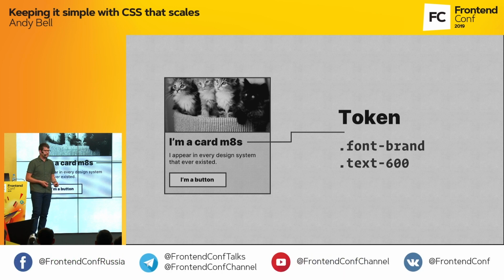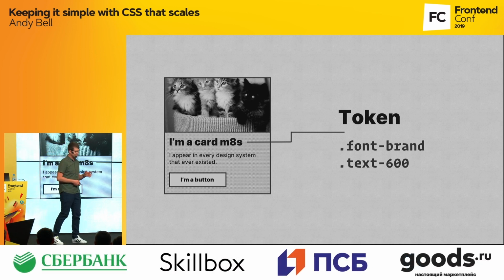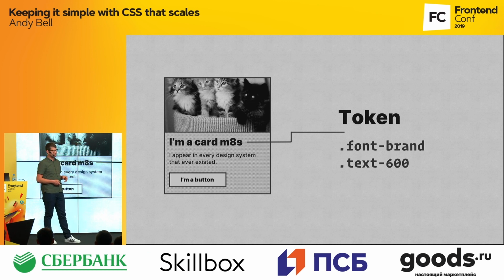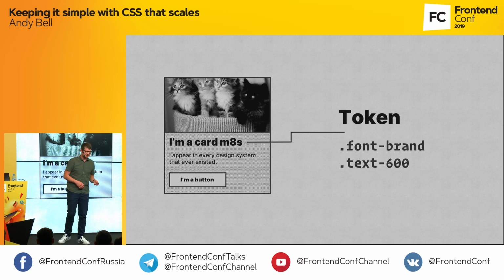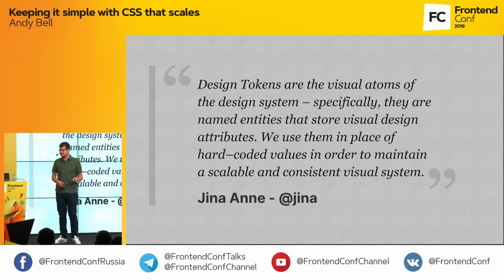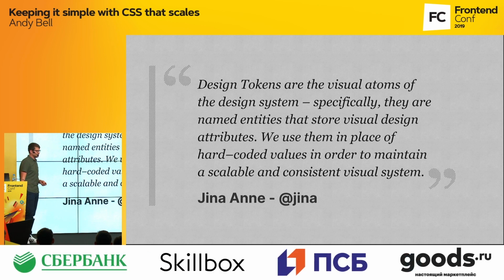And then finally, we move on to tokens. Tokens are actually utility classes, but they're usually generated from a design token in a design system. So here I'm applying the brand font, and then I'm saying it's got a text 600. With brand font, there'll be a design token decision that says the main font is this. And then the text 600 is a reference to a sizing scale. But first I'll explain what a design token is. So I'll let my pal Gina explain what it is.